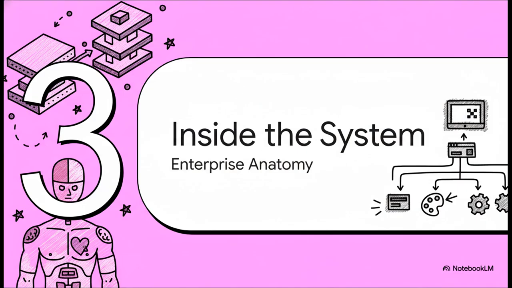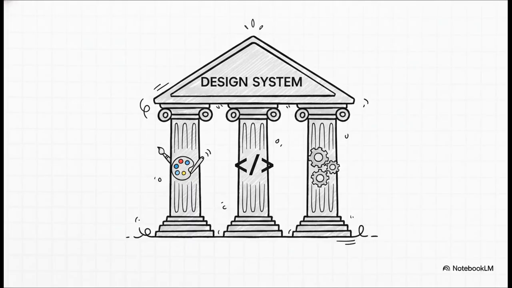Okay, so what's actually inside one of these things? Let's pop the hood and take a look at the anatomy of a real enterprise-grade design system. At its heart, a really solid design system is built on three main pillars. You've got your design artifacts. That's the visual soul. Then you have the development artifacts, which bring those visuals to life in code. And finally, you have design operations, which is the whole process that keeps the system alive and kicking.